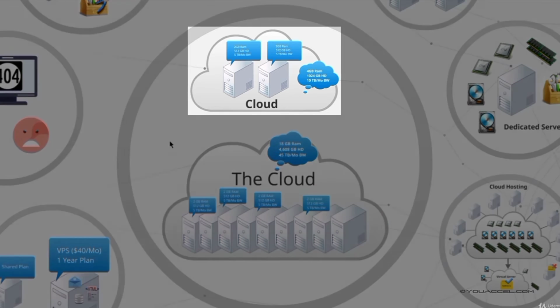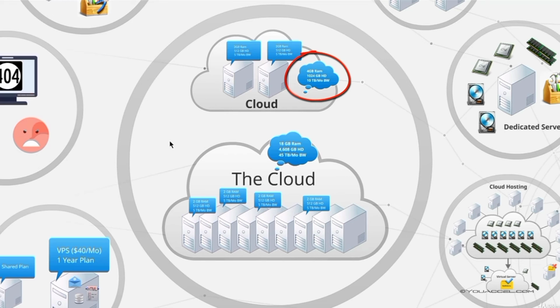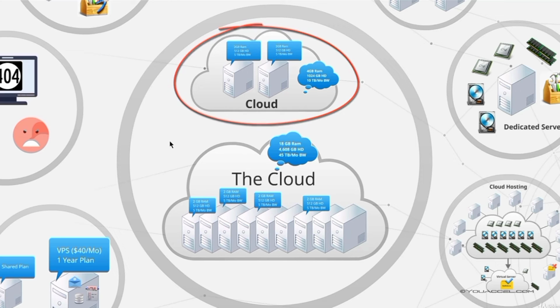For example, we have a data center with 2 servers, each with the following specification: 2 GB of RAM, 512 GB of hard drive storage, and 5 TB of monthly bandwidth allocation. If we were to combine the compute power, storage, and bandwidth of these 2 servers, we have 4 GB of total RAM, 1024 gigabytes of storage space, and 10 terabytes of monthly bandwidth. You can think of this total pool of resources as a computing cloud.